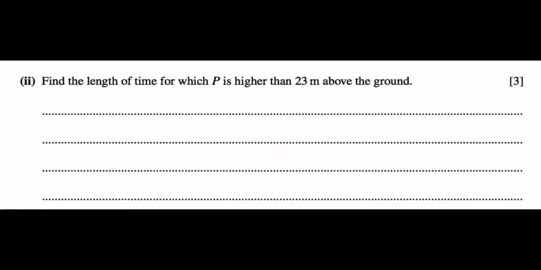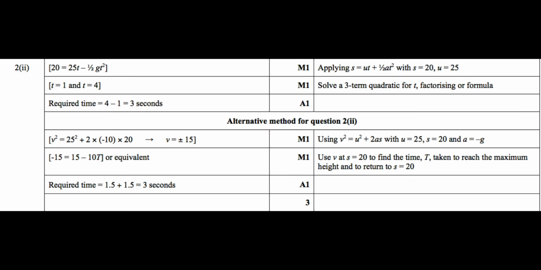Second question is, find the length of time for which P is higher than 25 meters above the ground. We can use s equals ut plus a half at squared, with s equal to 20 and u equal to 25, and then substitute. Finally we get t equals 1 and also t equals 4. The required time equals 4 minus 1 equals 3 seconds.